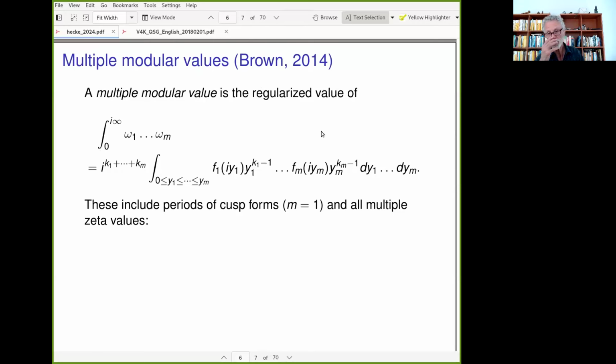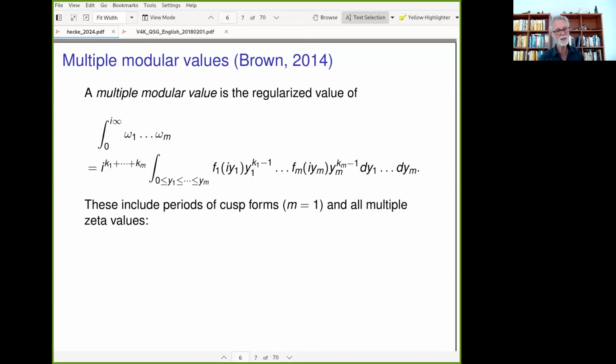I was going to say something about convergence. If all of the Fs are cusp forms, there's no issue of convergence. If any of them are Eisenstein series, you may have to worry about how to regularize the integral. It's a very standard process. It's the same as computing periods of limits of mixed Hodge structures.